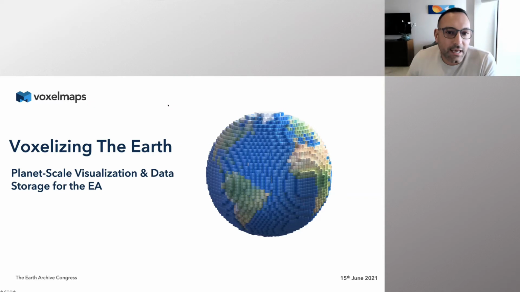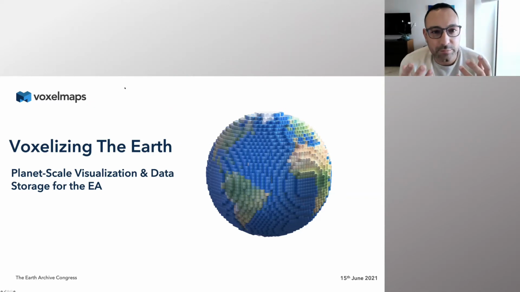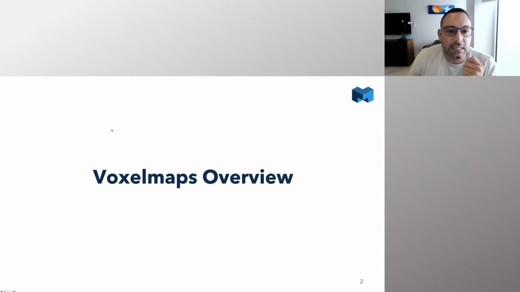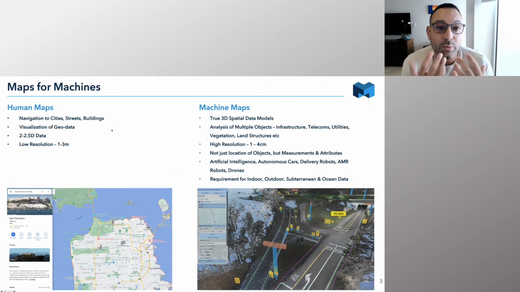So basically, the way I'm structuring this presentation today is, the first part is going to be around Voxelmaps and voxel technology, kind of a 101 on voxels. The second part is going to be the application to the Earth Archive and Earth Archive data. And we'll talk about some of these really cool applications. So let's get started first with what we do.